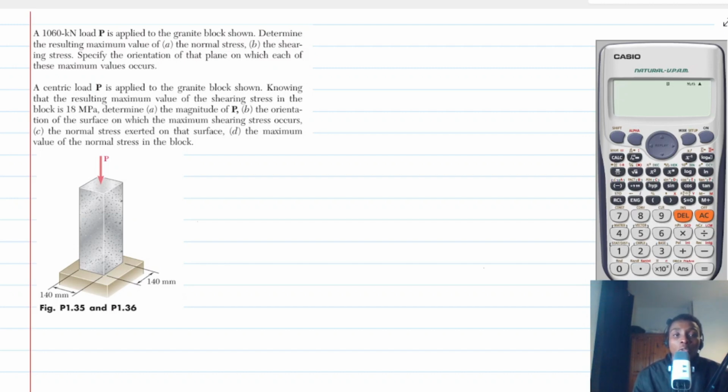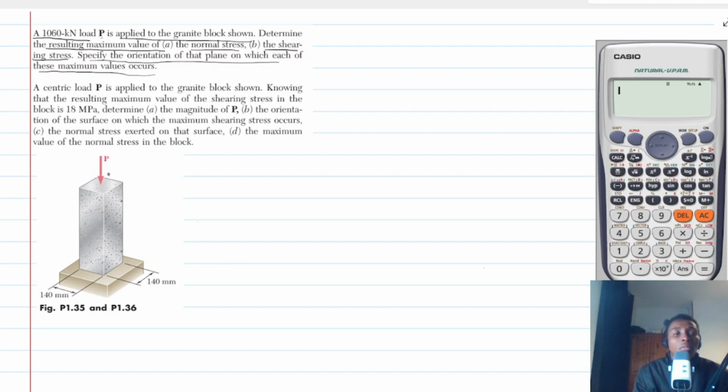In this video I want to solve a question with you to illustrate the concept of the oblique axis. Let's read the problem together and solve it. The first part says that a 1060 kilonewton load P is applied to the granite block shown. We are to determine the resulting maximum value of the normal stress and the shearing stress, as well as specify the orientation of the plane on which these maximum values occur.